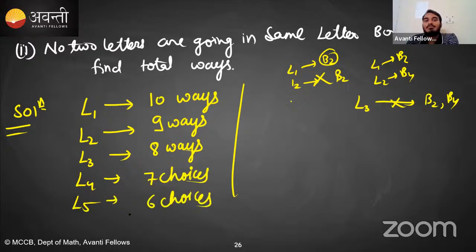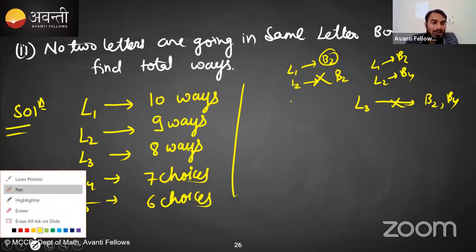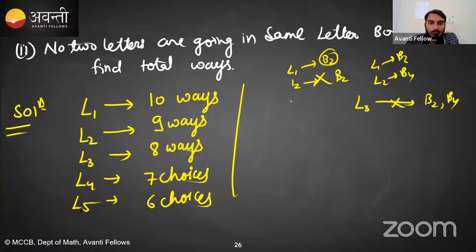Is this clear? Everyone tell me quickly in the chat box. Are you understanding this? Is there any doubt in this question? Tell me quickly in the chat box if you have any doubt.